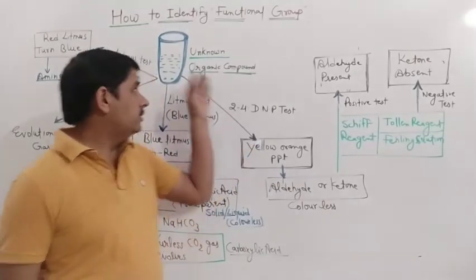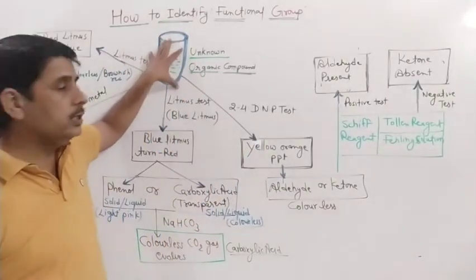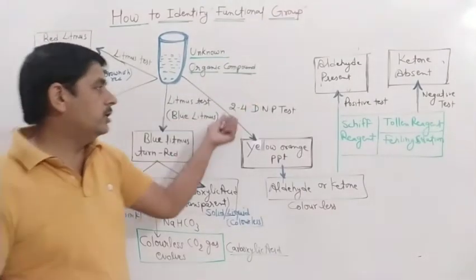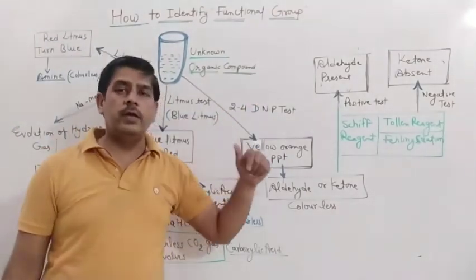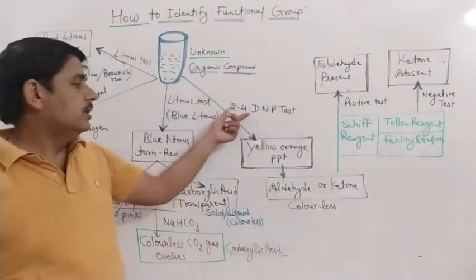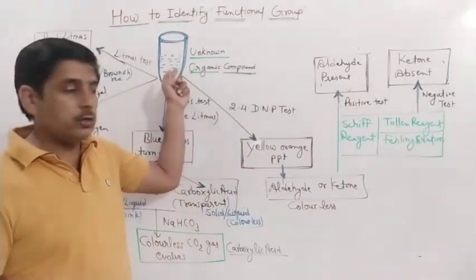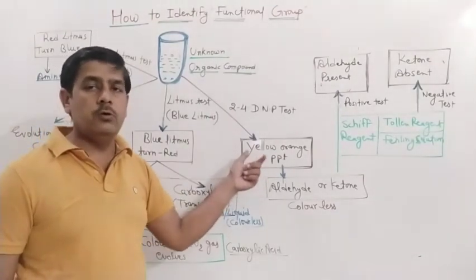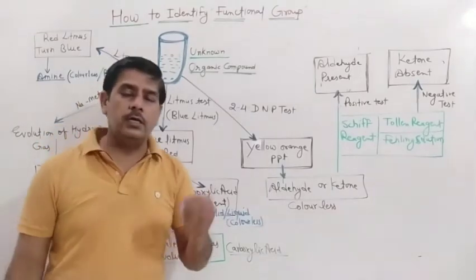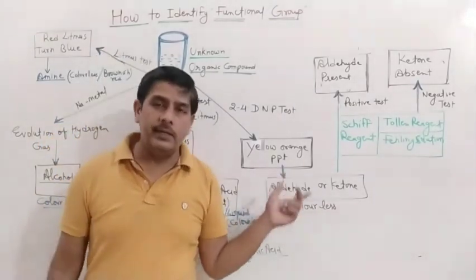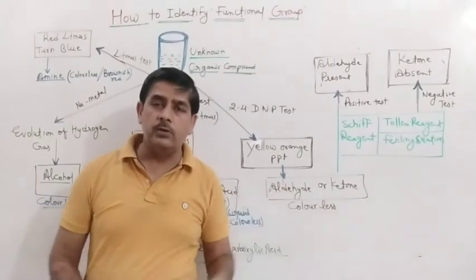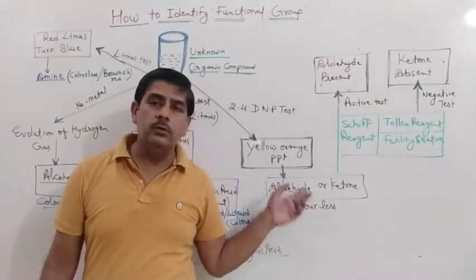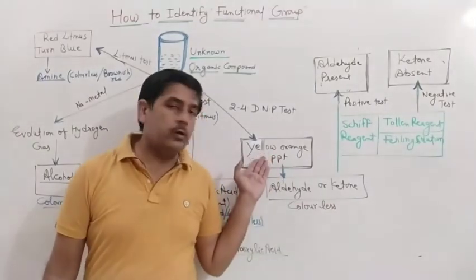If you are adding 2,4-DNP to this organic compound, okay, what is 2,4-DNP? 2,4-DNP is 2,4-dinitrophenylhydrazine, and if it is changing the color of this organic compound into yellow orange, okay, it is making a yellow orange precipitate, then obviously it is a ketone or aldehyde, because other substances do not give this test. Only aldehyde and ketone change color into a yellow orange precipitate.